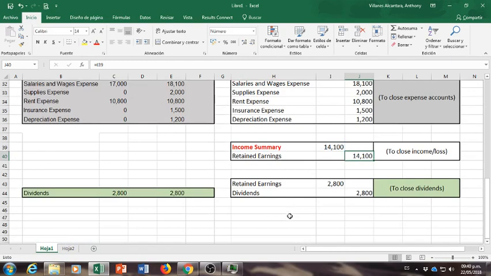Fourth, let's credit the dividends. I will copy this amount, then we debit retained earnings, and this is the same amount.